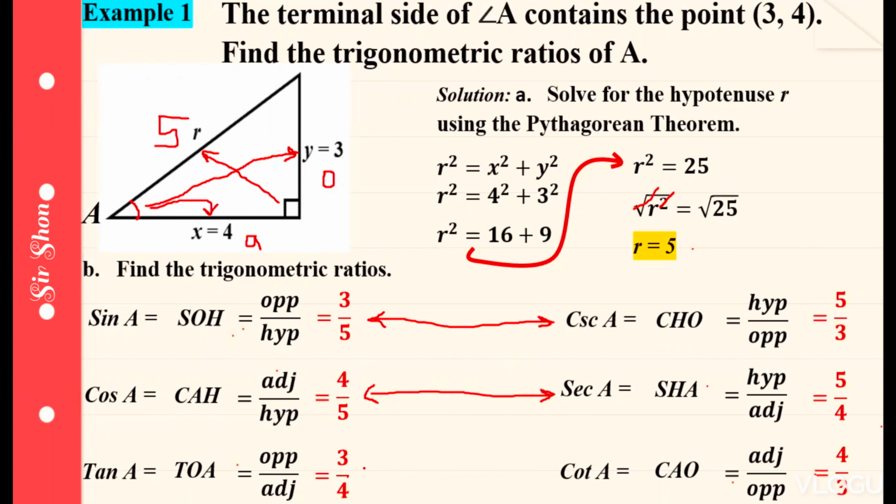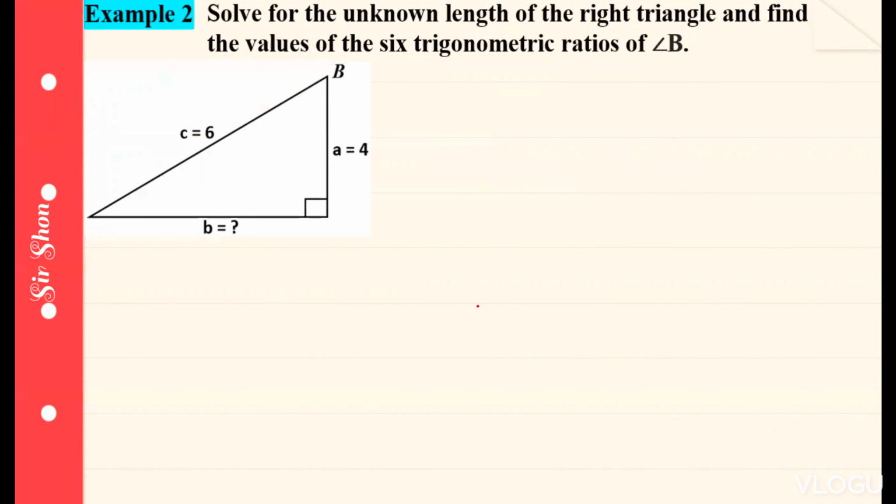And tangent is the reciprocal of cotangent, because in tangent, the answer is 3 over 4, and in cotangent, the answer is 4 over 3. So in example number 2, solve for the unknown length of the right triangle and find the values of the 6 trigonometric ratios of angle B.